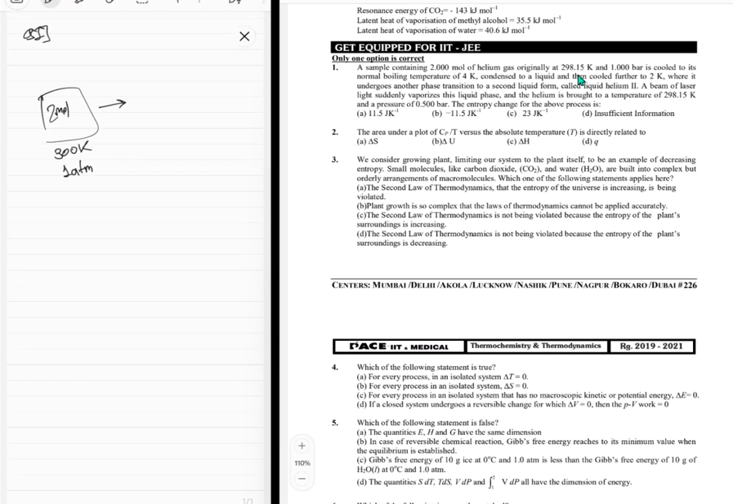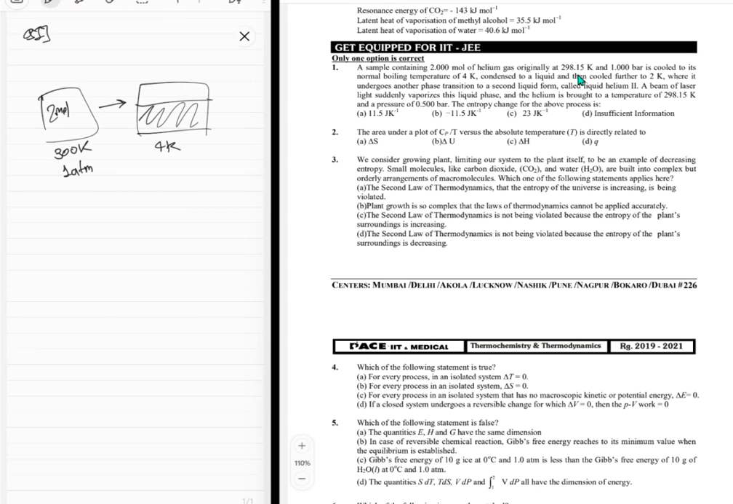And it is cooled to its normal boiling point, and I think 1 bar is 1 atmosphere. It's cooled to its normal boiling temperature of 4 Kelvin. So now it's at 4 Kelvin, still 2 moles, condensed to a liquid and then cooled further to 2 Kelvin. Oh, so it's converted to a liquid. Okay, so it's now a liquid. It's still 2 moles, but now it's a liquid.